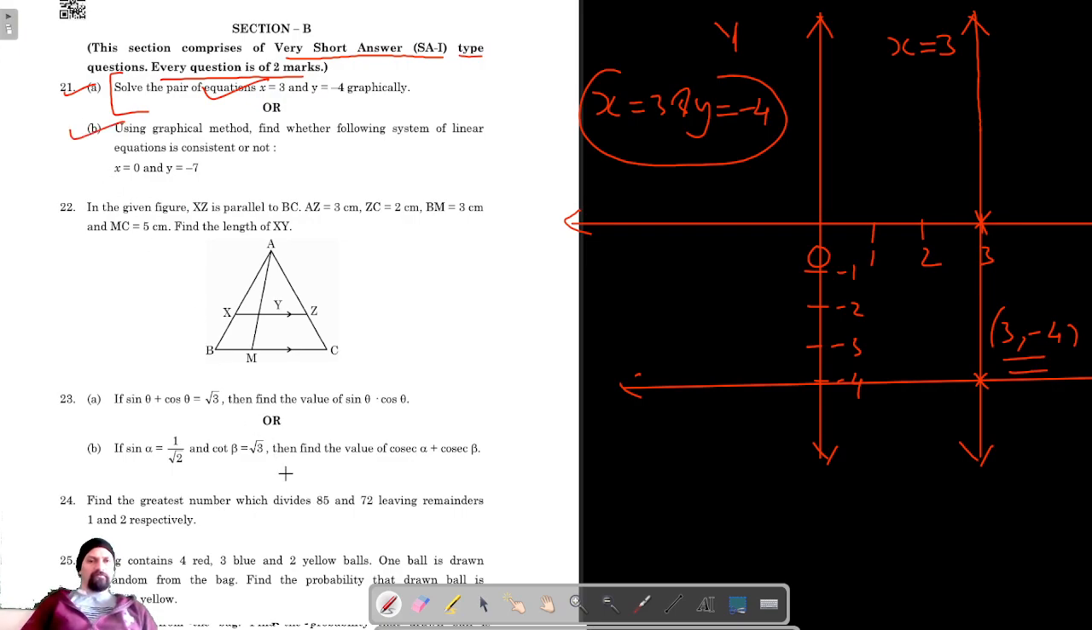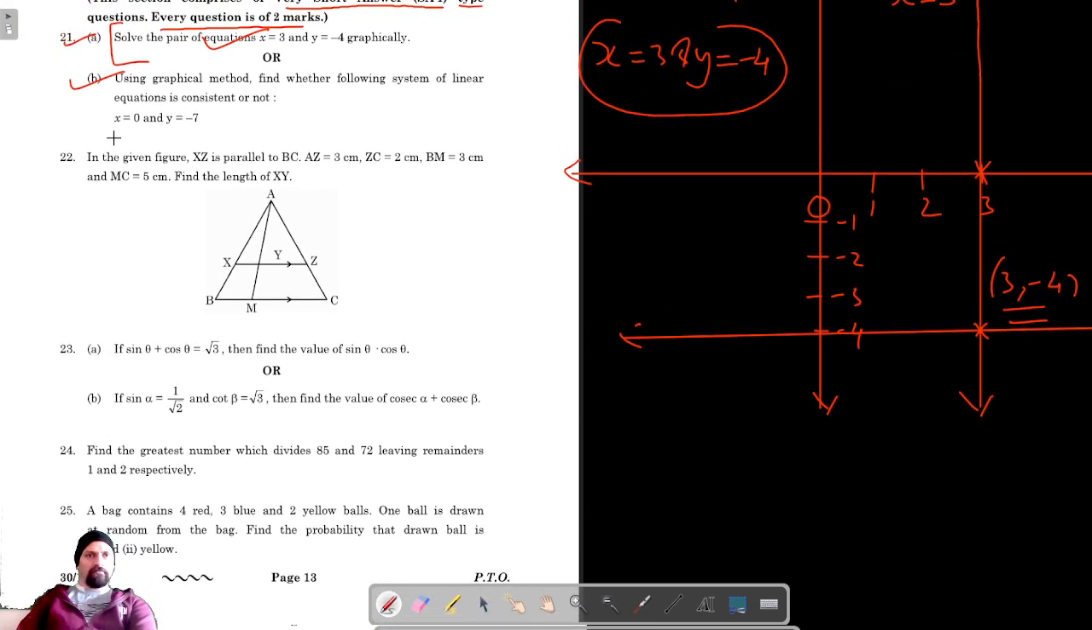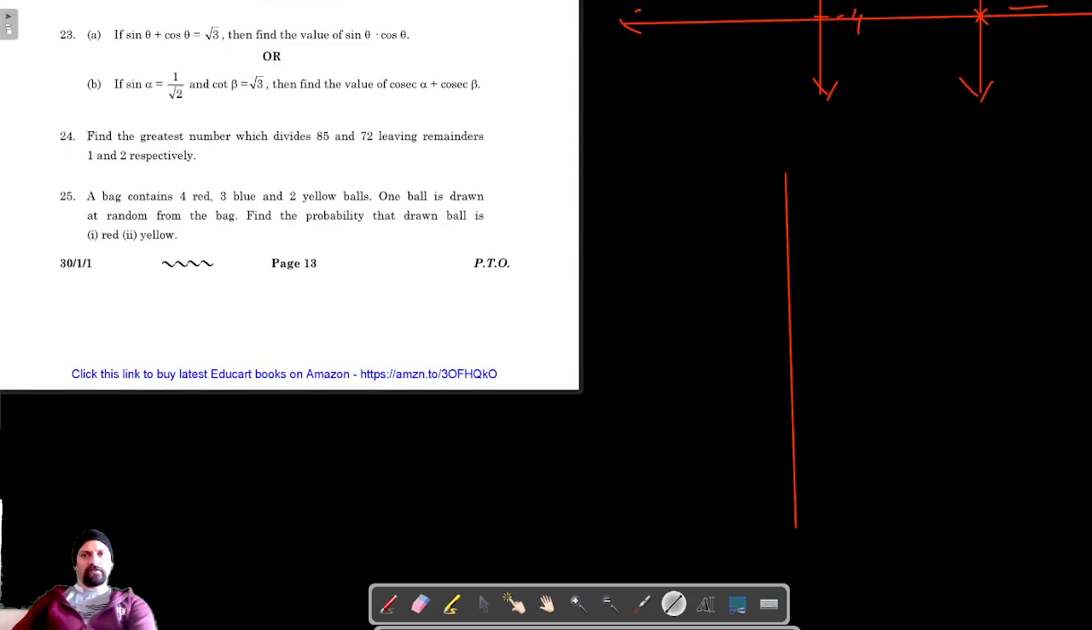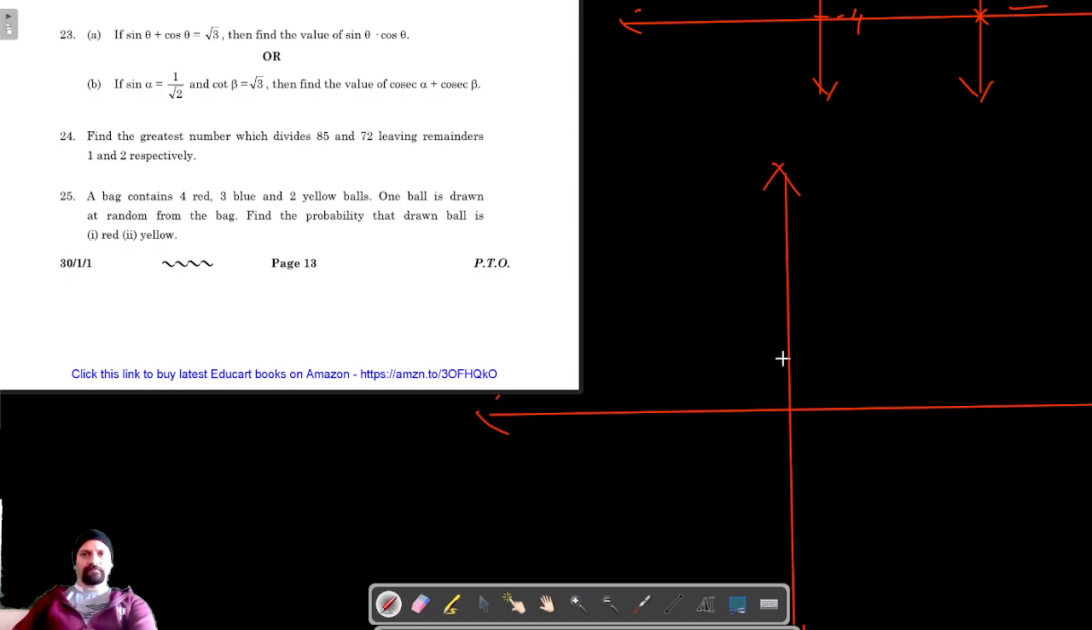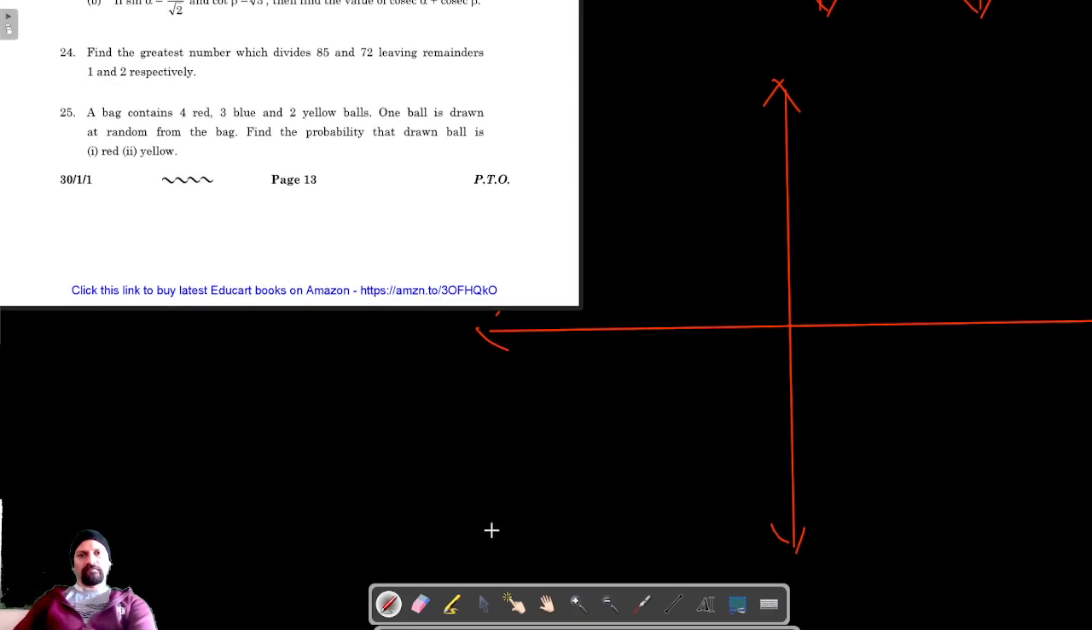Okay, for part B, using the graphical method, we have to find whether the system of linear equations is consistent or not. And we have to plot the graph of x is equal to 0 and y is equal to -7. So let's plot the graph. So this is, let's say, x and y axis. Now x is equal to 0. So this is the origin, x and y axis. So x is equal to 0 is here.